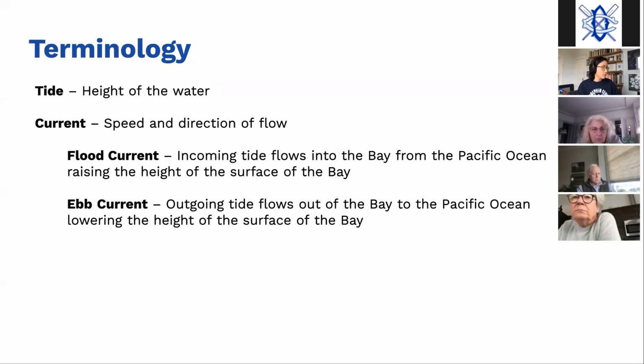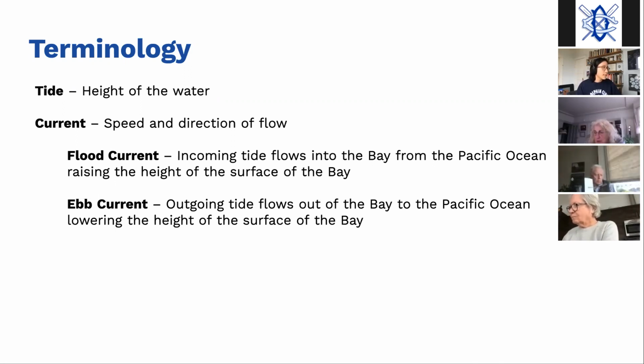I'm going to start with a bit of terminology. Tide is a big word that means a lot of different things, but generally speaking, when we're talking about tides, we're talking about the height of the water. So the general height of the surface of the water of the bay or the ocean.